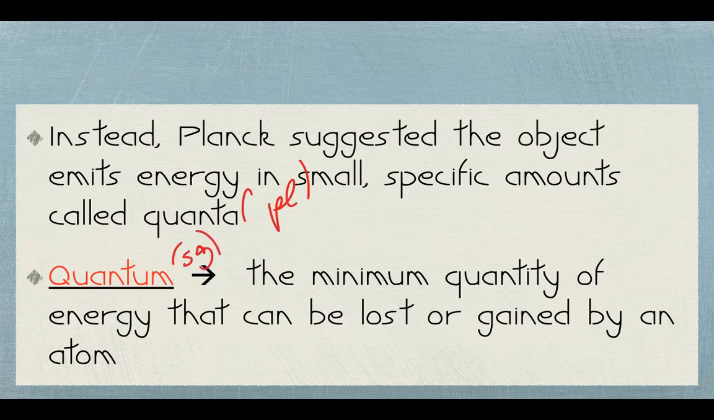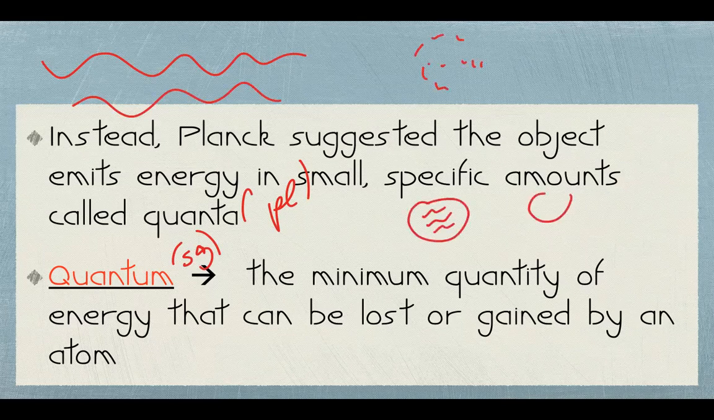And the quantum describes the minimum quantity of energy that can be lost or gained by an atom. So a lot like what Einstein did in his experiment, that light is not a wave and it's also not a particle, but it's actually these little packets of waves that get emitted. And so that's what Planck was describing when he looked at hot objects.